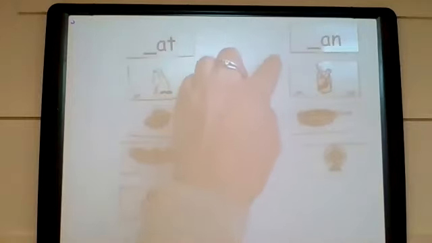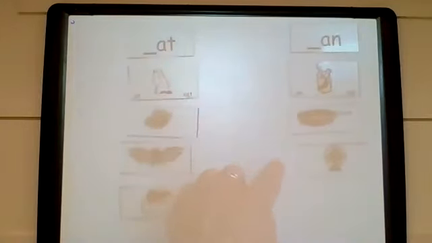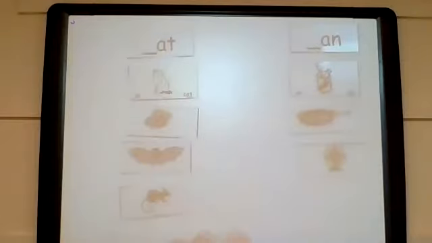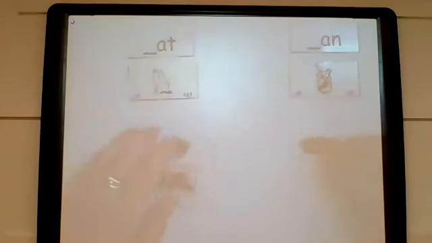And then we would read through the an word family. So can, pan, and fan. And what do all these have in common? They all have the an word family. At and an are the word families. So then we can take away the pictures, and then we can sort the words.